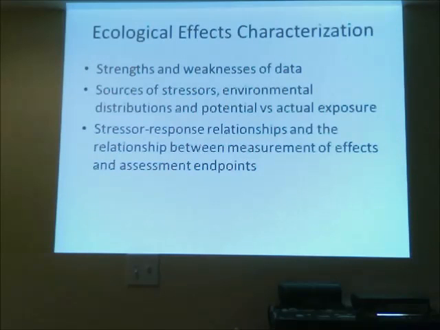The other thing that you want to consider are sources of stressors. Stressors would be those kinds of things that are putting stress on the environment, environmental distributions and potential versus actual exposure. So we can look at whether animals or humans are actually being exposed to the pesticide, and how that compares with the potential, that is what might happen if there's exposure, but then we have to look at what actually does happen if there's real exposure.